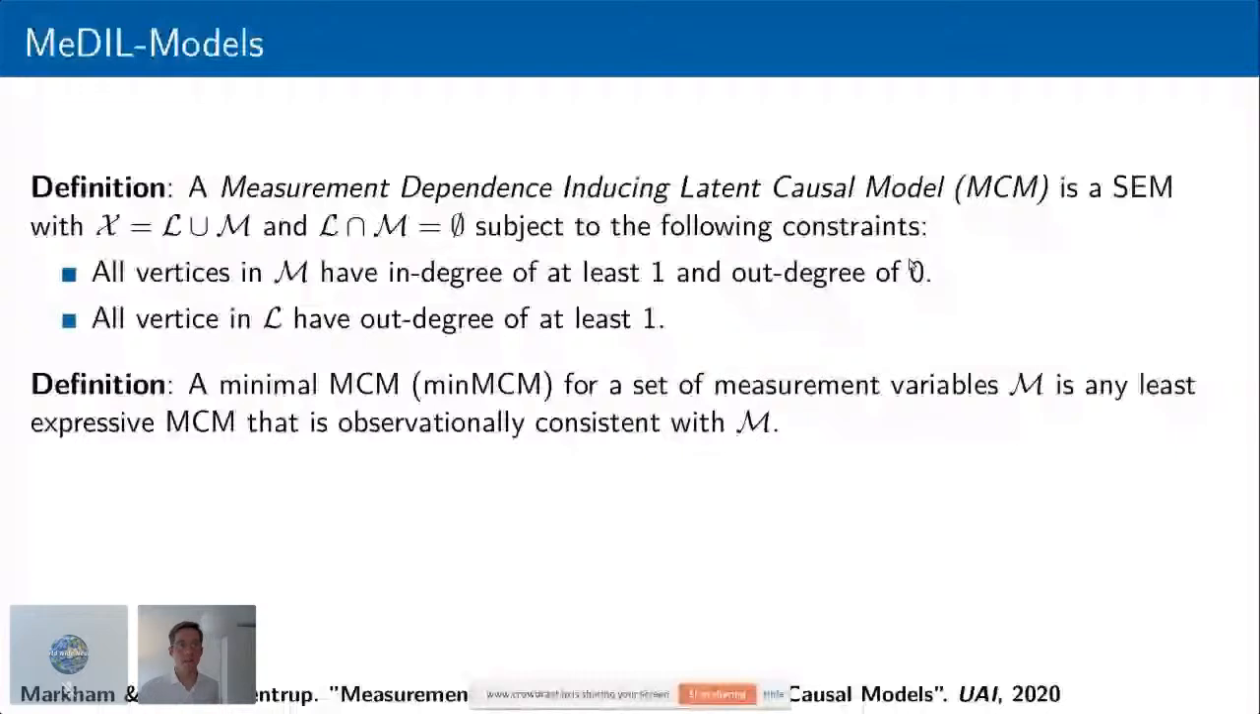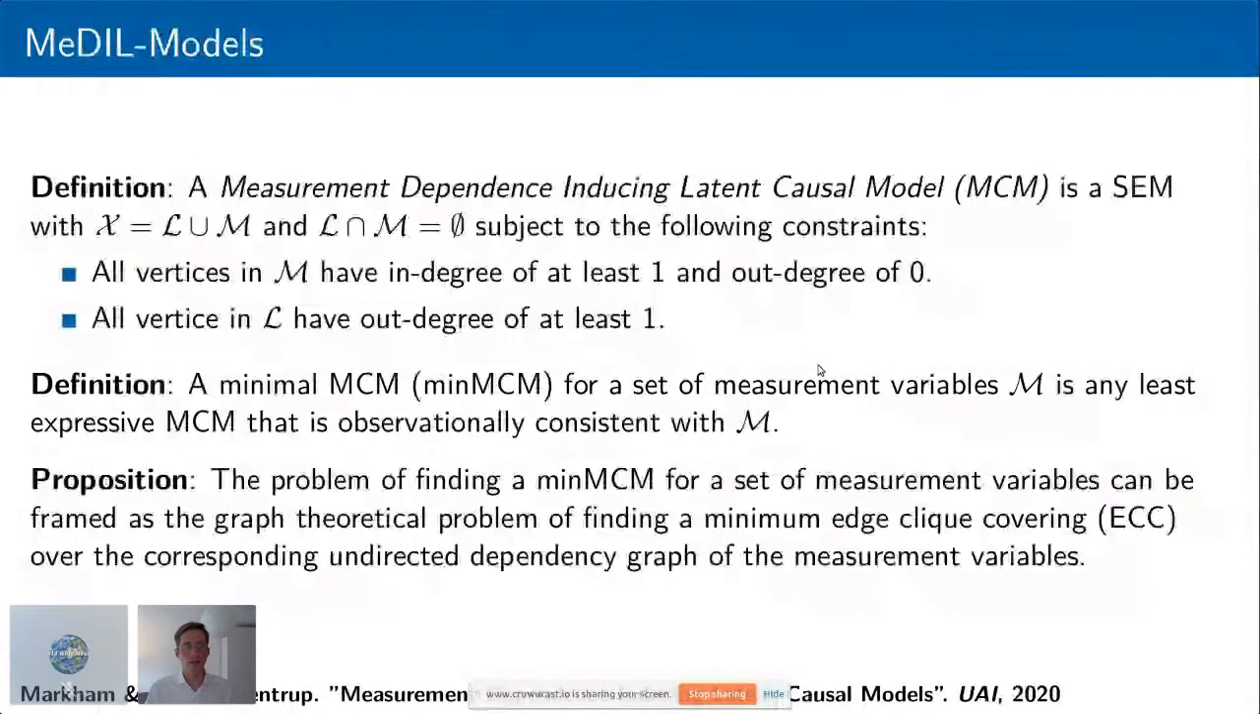And then we define a minimal measurement causal model, or minimum MCM, for a set of measurement variables as the least expressive MCM that is observationally consistent with M. And this least expressive is not that easy to justify, and I don't want to go into too much detail here, so please look it up in the paper. Essentially, you say that if a model can induce all dependencies of another model plus additional ones, then it is more expressive than the other one.